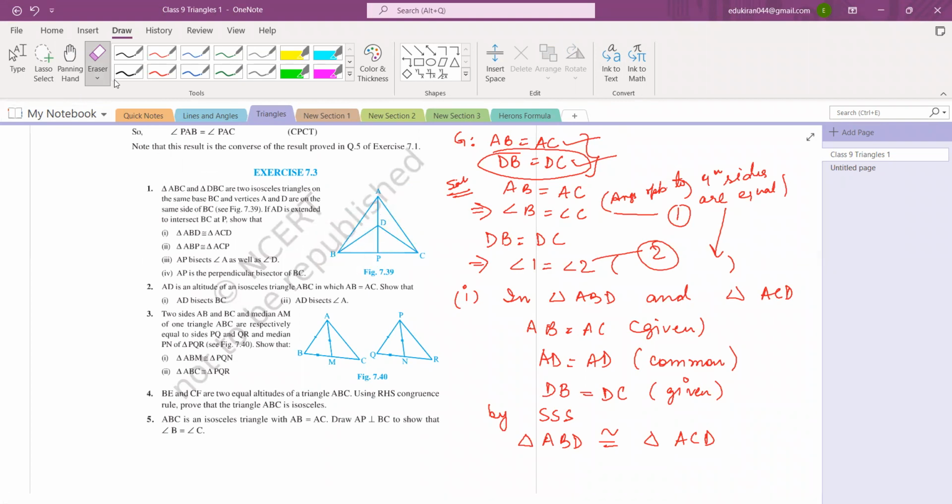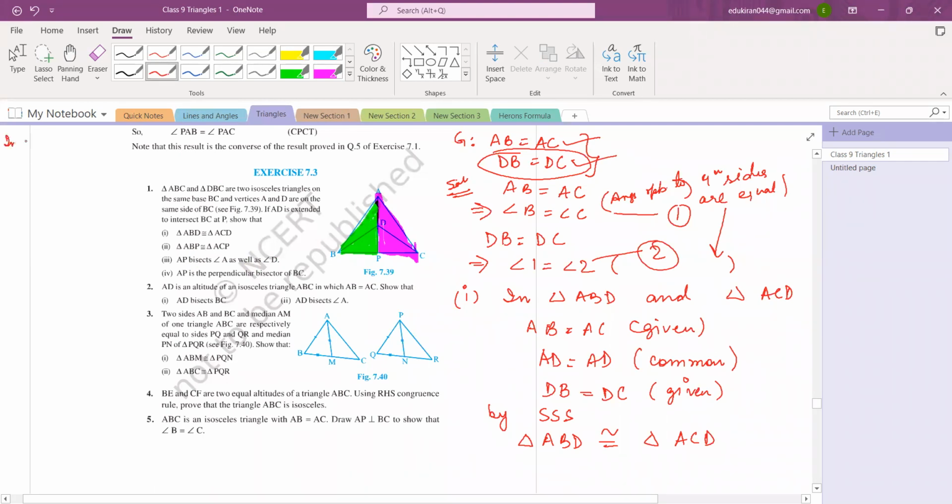Right. Now take the second part. We have to show that triangle ABP, look carefully, which is ABP, this one, is congruent to triangle ACP. So these two triangles we have to show they are congruent. Clear? Okay, so let's start with these two triangles only. I'm doing it here.